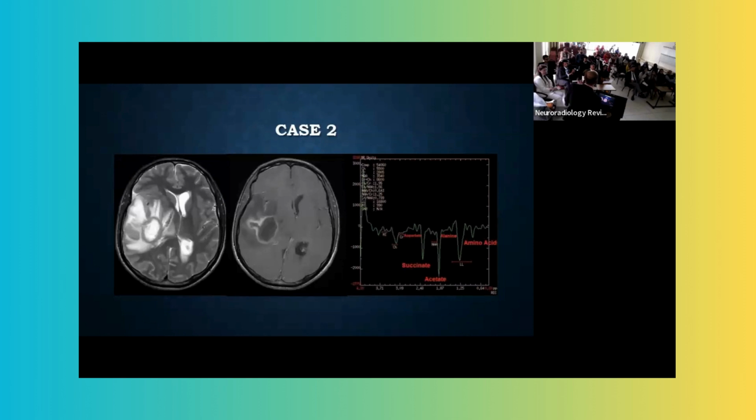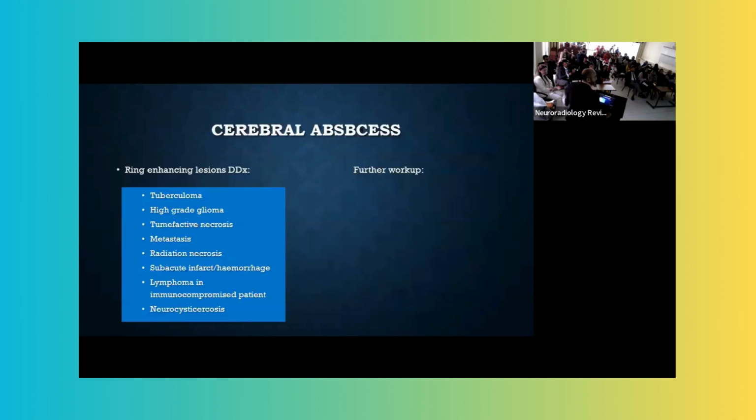If it was a glioma, you would have seen what? Choline peak, okay? And unless there was any necrosis, you wouldn't see lipid or lactate peaks, okay? So we talk about cerebral abscesses, okay? As you can see, what we have is lots of differentials, ring-enhancing lesions, like a cavitating lung mass. You have to remember all that. Then you have to narrow down what you think.